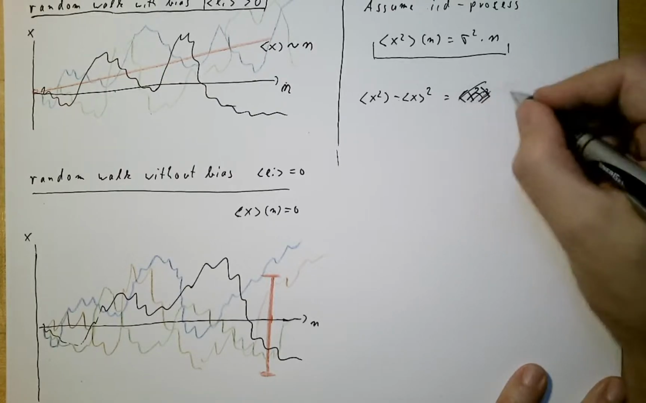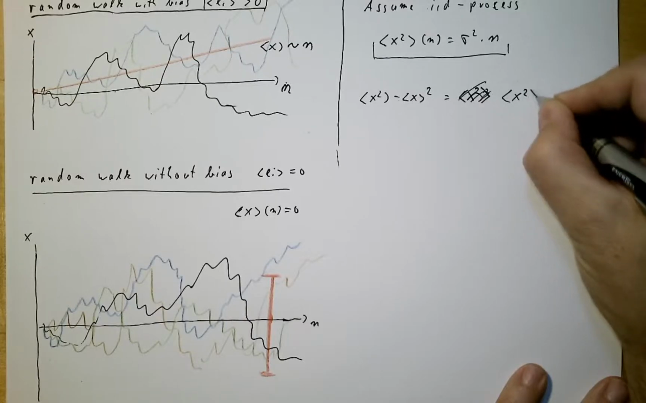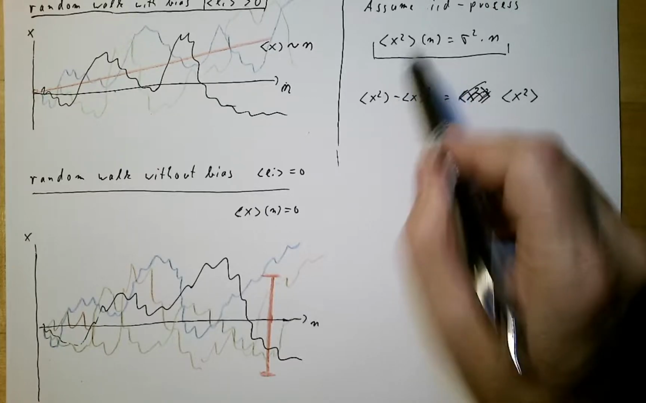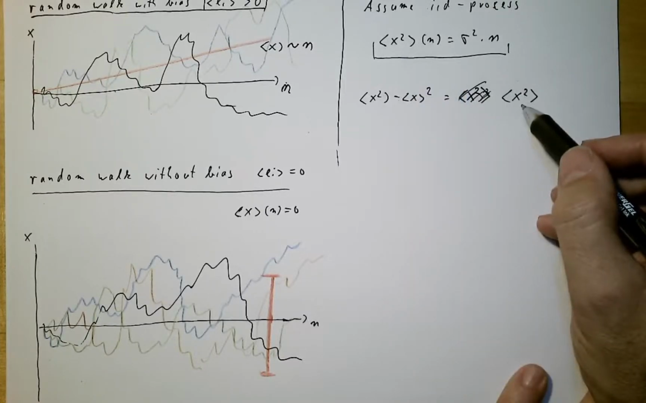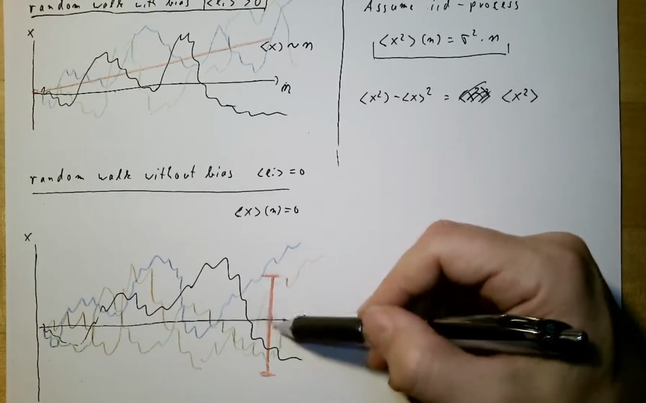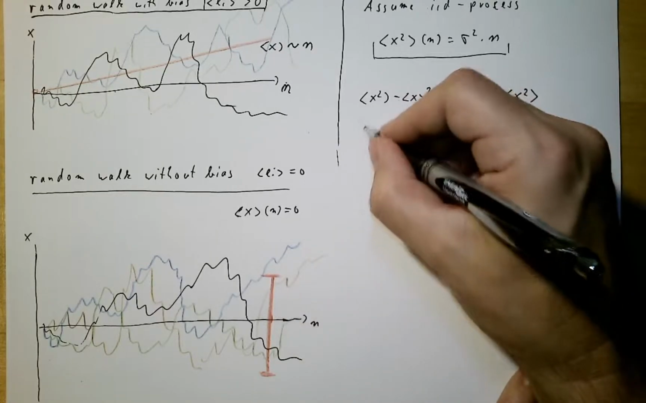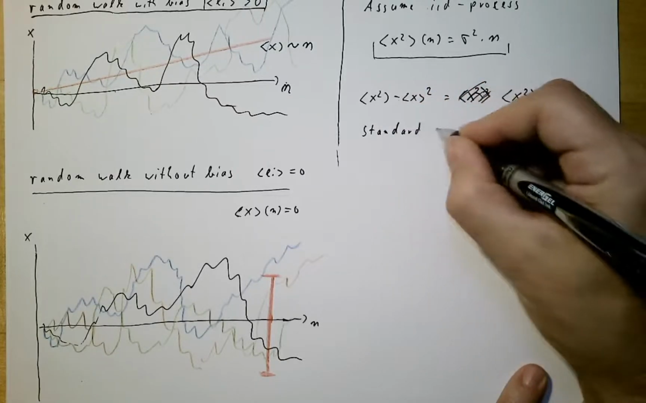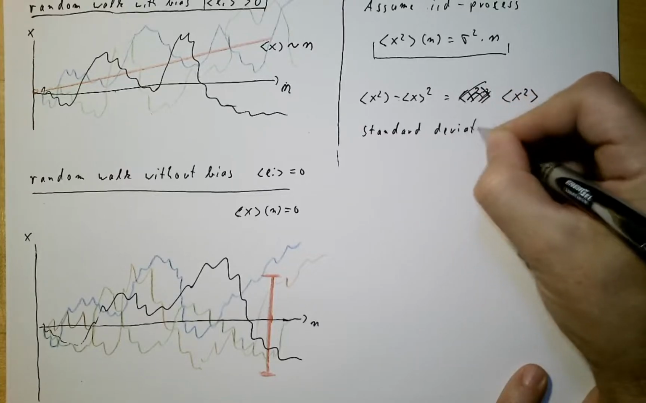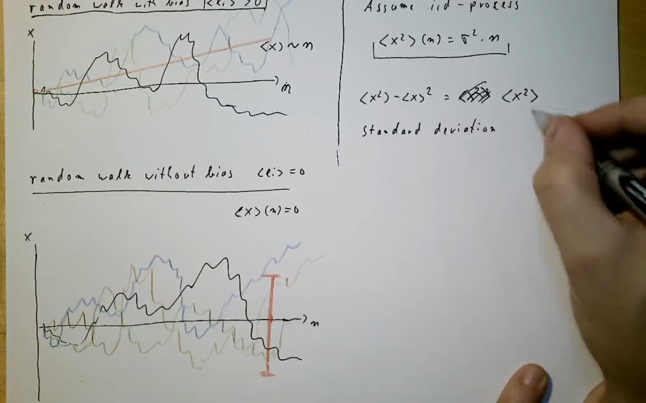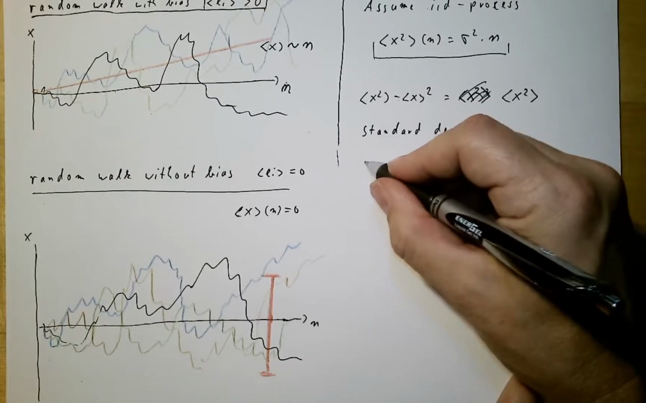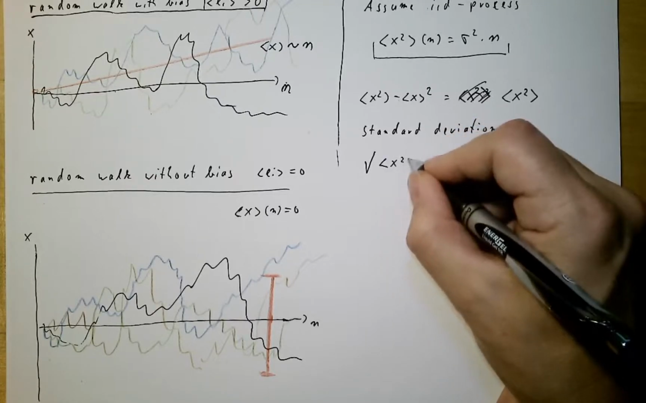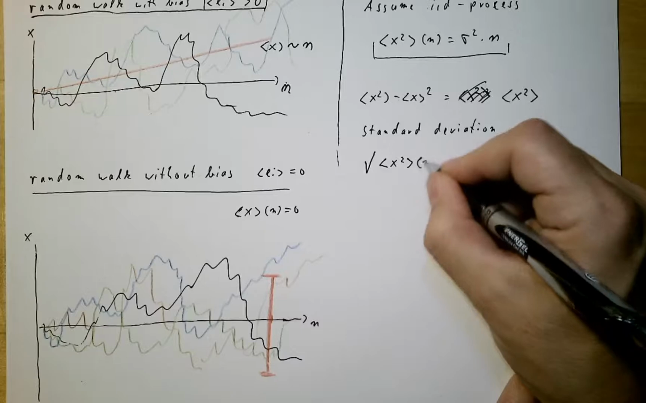Maybe I write it again, because the mean is 0. So actually this mean squared deviation equals the variance of the walker. But we are interested in the standard deviation. So what is this? That's the square root of this. So we need the square root of the second moment as a function of n.